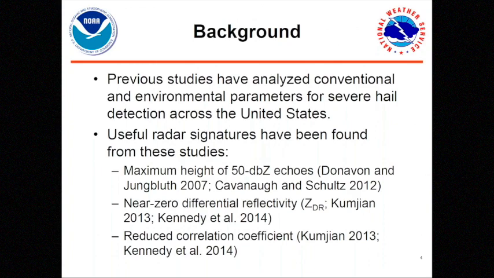Previous studies have analyzed these parameters across the entire United States, not just Colorado. They have found useful radar signatures for very large hail, and the most significant one would be the maximum height of 50 dBz echoes. The higher it is, typically that indicates a stronger updraft within a storm. And the other two important ones found in previous research would be a near zero differential reflectivity, or ZDR, and a reduced correlation coefficient.